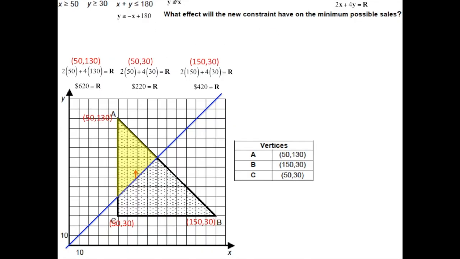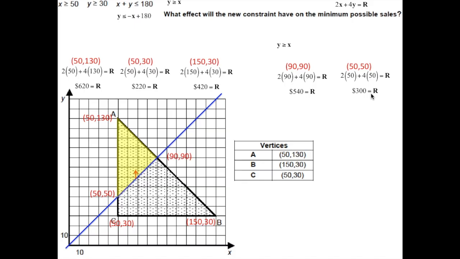But now, with this new constraint, notice it's raising the minimum number of sales. We end up with 2 new vertices. 50, 50 is right here, and this point, which is 90, 90. For 90, 90, we have 2 times 90 plus 4 times 90, which gives us $540. It's still not the maximum. The maximum is $620. If we're looking at 50, 50, we end up with $300. So the minimum revenue went up from 220 all the way up to 300.